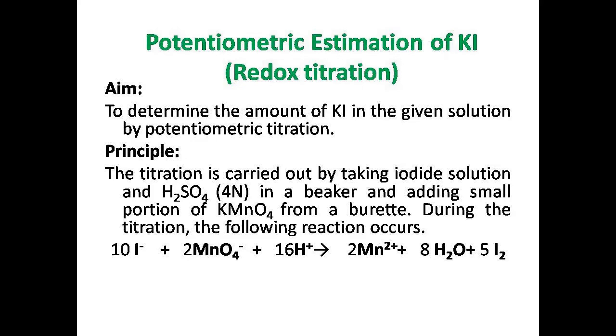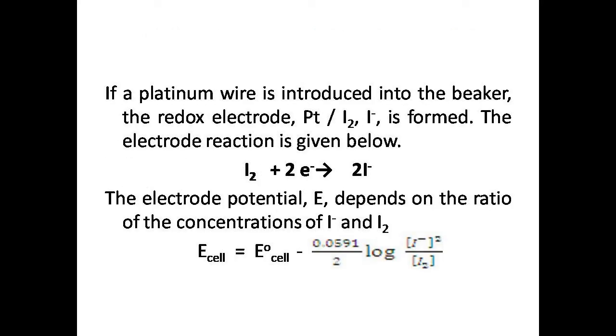If a platinum wire is introduced into the beaker, the redox electrode platinum, I2 to I minus, is formed. The electrode reaction is given below: I2 gains 2 electrons and is converted into 2 I minus. The electrode potential E depends on the ratio of the concentration of I minus and I2 in the analyte solution. From the Nernst equation, the E of the cell is equal to E0 cell minus 0.0591 divided by 2 log of the concentration of I minus squared divided by the concentration of I2.